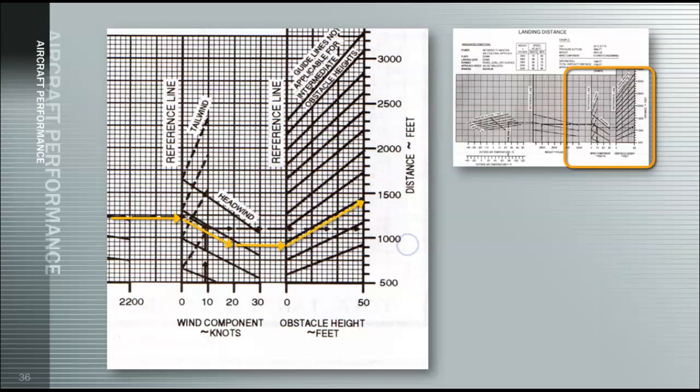And then we follow the lines parallel up to our landing distance over a 50-foot obstacle. And if I wanted to know what the landing roll was, I just draw a straight line to the right from that point to get a landing roll of about 900 feet in this case.